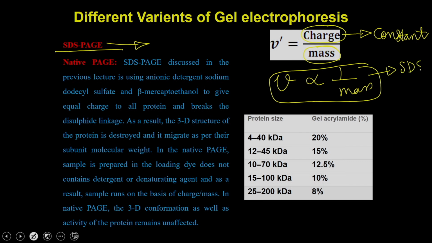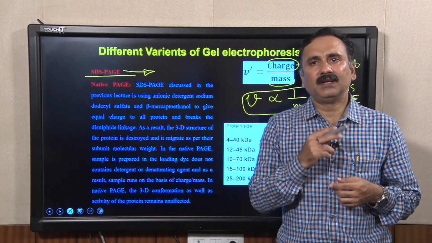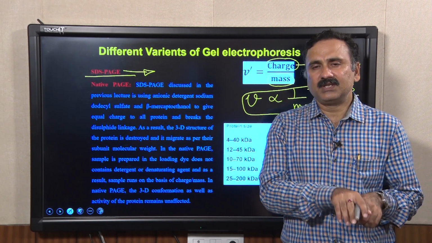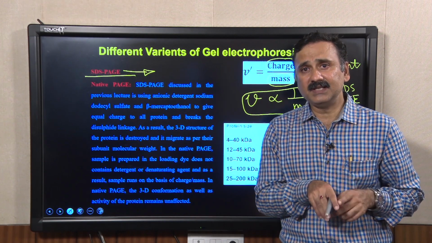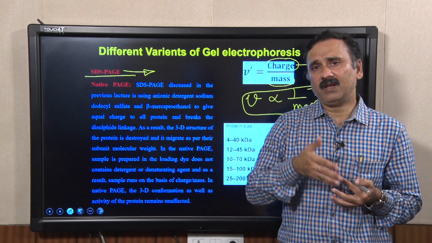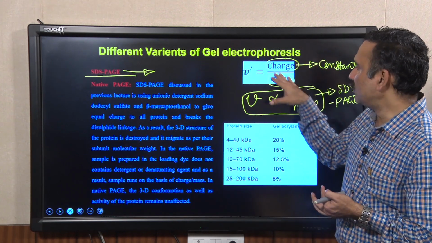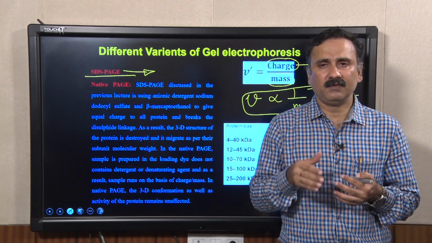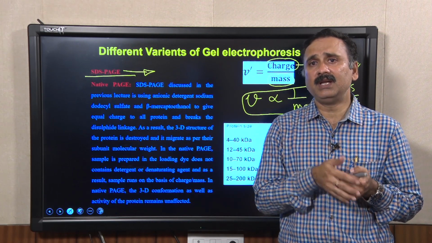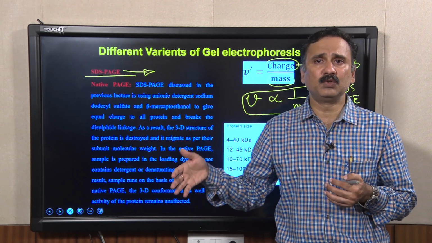So, if I add the SDS into the gel electrophoresis, the SDS is going to bind to the protein molecules, and as a result it is going to give a negative charge. And since the charge imparted by the SDS is uniform for every protein, the charge component is going to be nullified, and as a result the electrophoretic mobility is going to be inversely proportional to the mass.